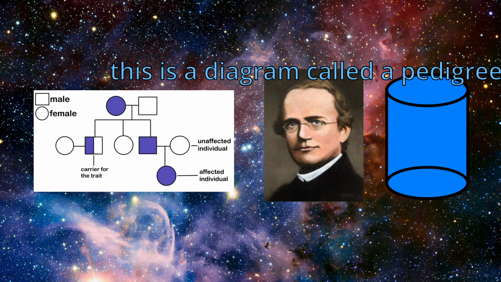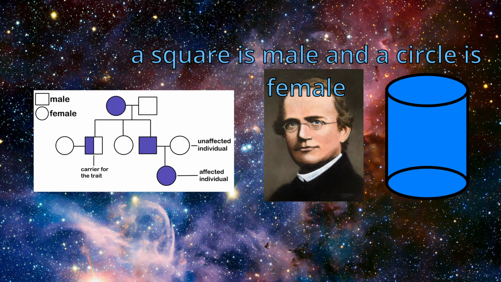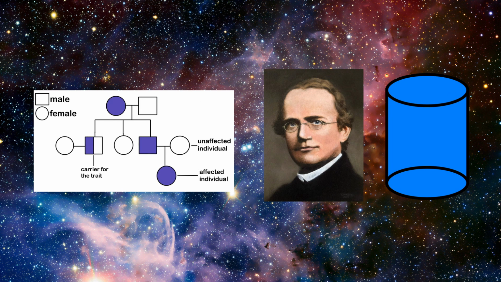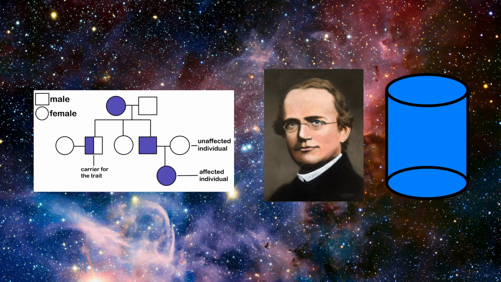This is a diagram called a pedigree. It is basically a drawing of the family tree of a person. A square is a male and a circle is a female. The shape is filled in when they have the trait and is left blank when they don't have the trait. This is used by many professionals working in genetics to determine how certain traits are inherited.